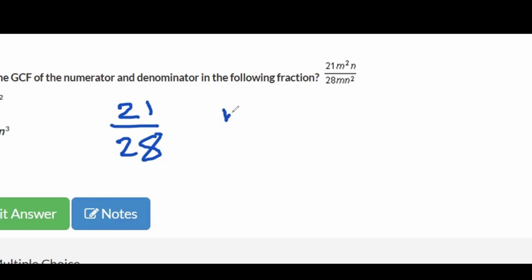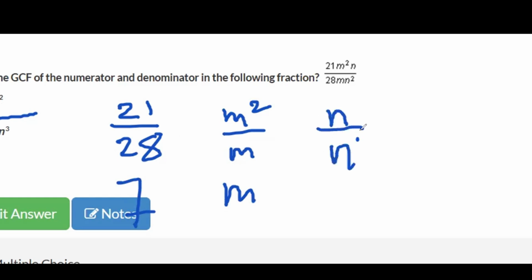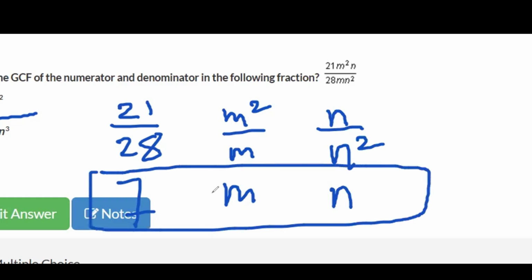So what is common between m power 2 and m? 1m. Yes, so we need only m. So this is the solution. And what is common between n and n power 2? 1n. So this is the common factor: 7mn, which is this.